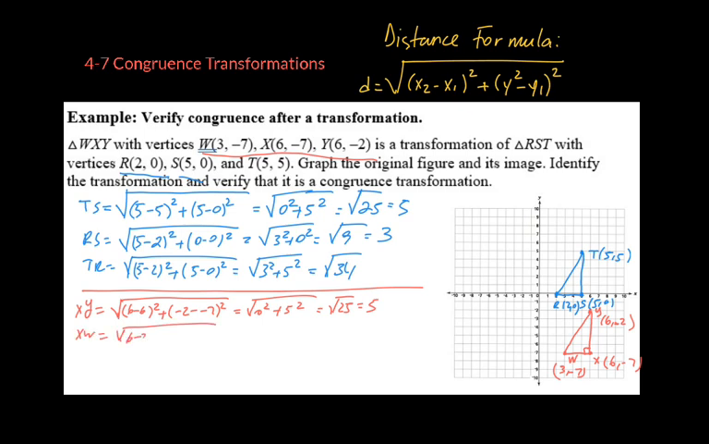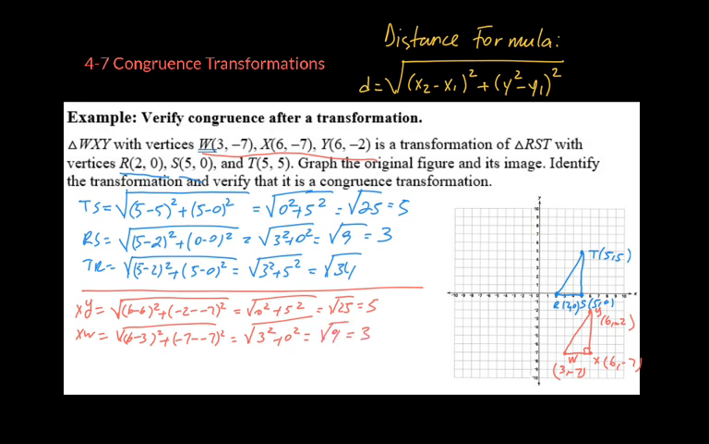Now the second side, the shorter leg, is XW, 6 minus 3 squared plus -7 minus -7 squared. 6 minus 3 is 3. This becomes positive, and then they cancel each other out. Plus 0 squared, square root of 9, which is 3.